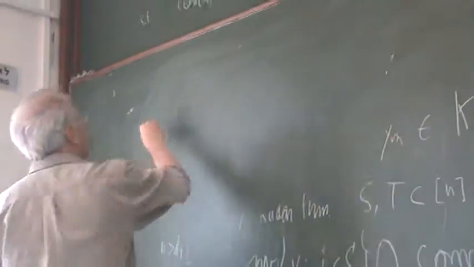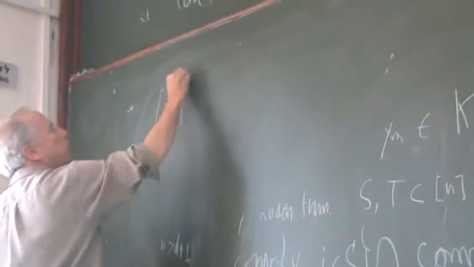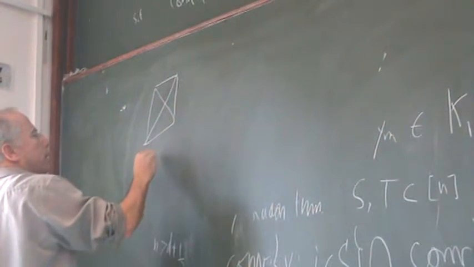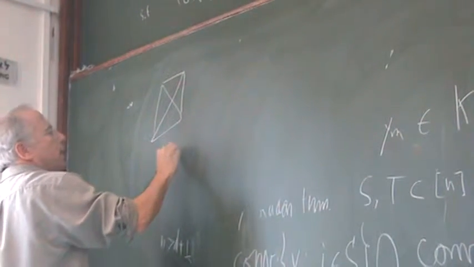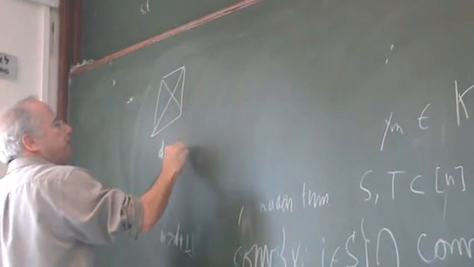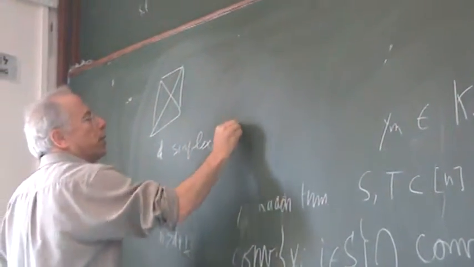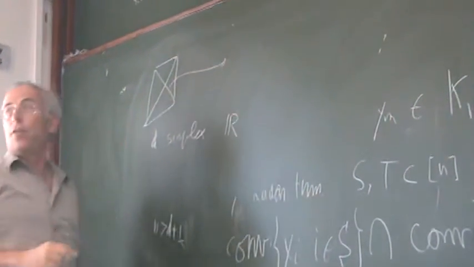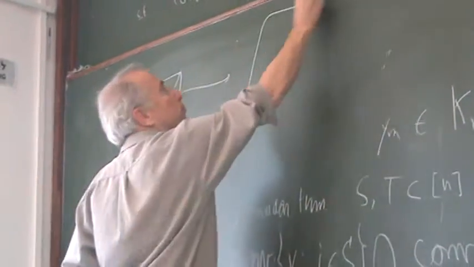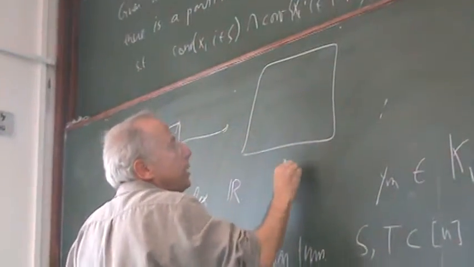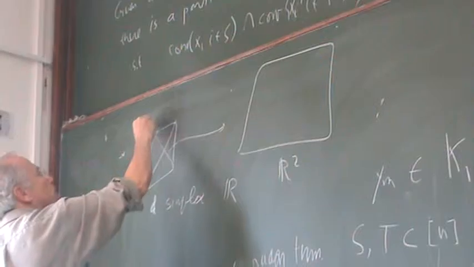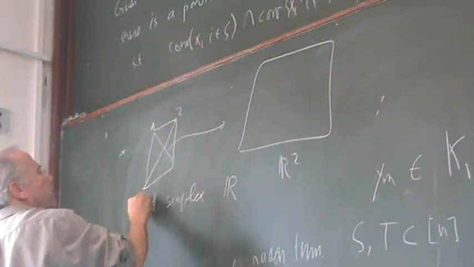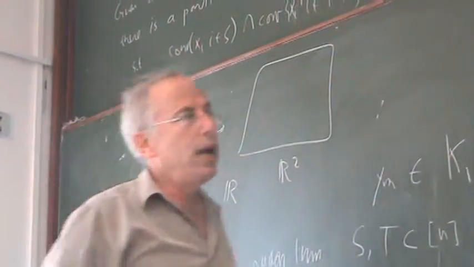Okay, let's see the statement for the tetrahedron. This is the tetrahedron, the d plus 1 simplex, in R3. Now we map the vertices of the tetrahedron to R2. So this is 1, 2, 3, 4. Now in R2 we have 4 points.